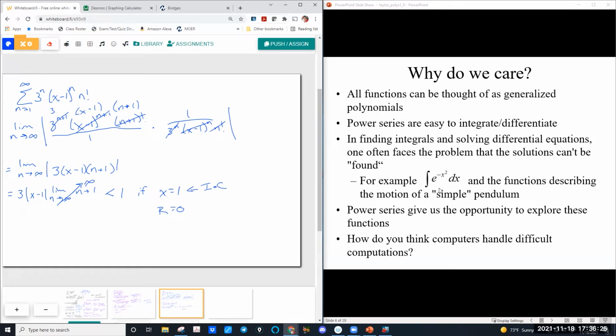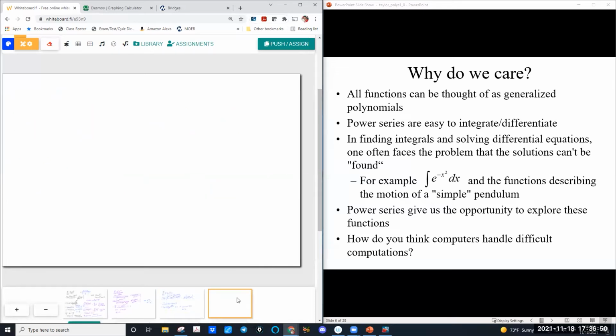This is also how computers handle difficult computations. They actually use series. So there's a lot of uses for series in engineering, computing. They're very powerful. So, like I said, that was kind of our foray into what you're going to look at lesson-wise on Tuesday, power series.